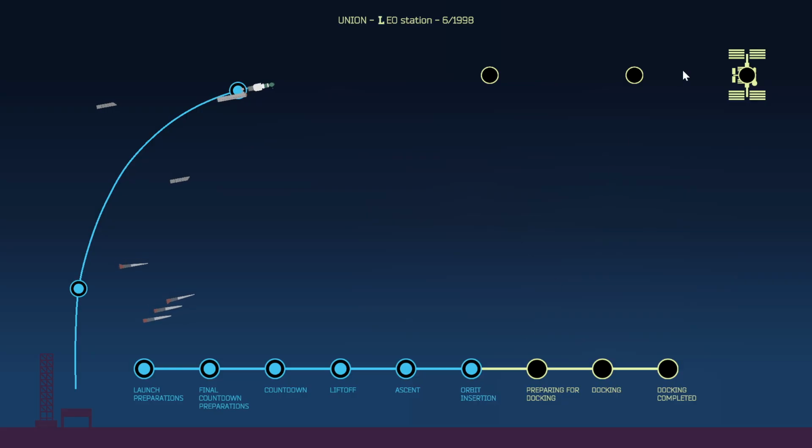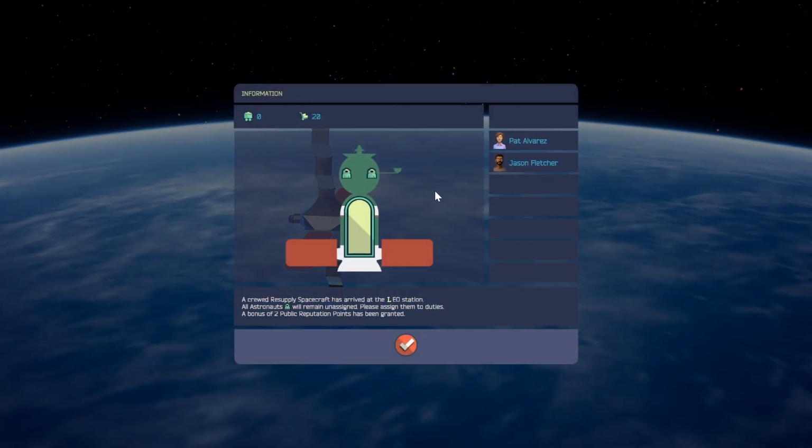Oh, nice. It's sent. This is actually very atmospheric. Orbit insertion. Preparing for docking. Lots of rubbish. Go for docking. Now this is really cool with the radio chatter.